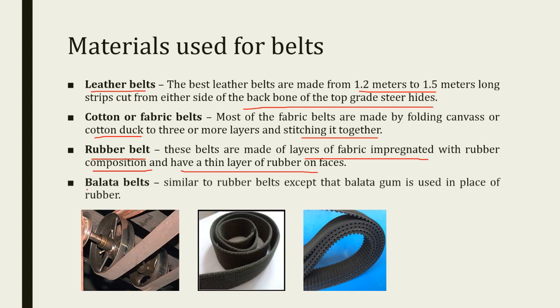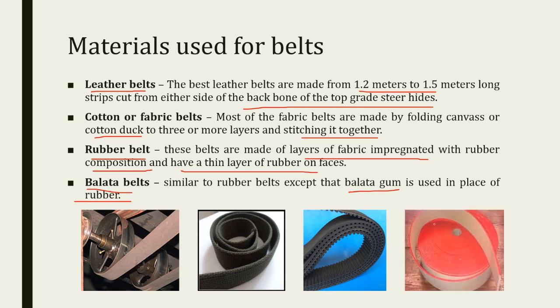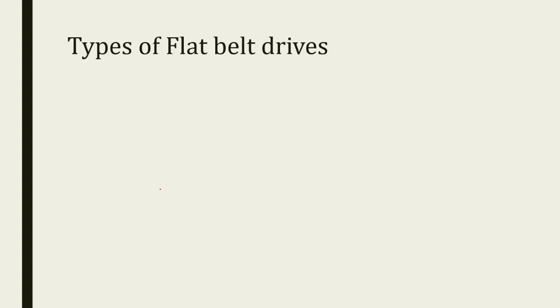The fourth type of belt is balata belts, and they are almost similar to the rubber belts except that balata gum is used in place of the rubber. This is how a balata belt looks. So these are the different materials which are used for belts: leather belts, cotton or fabric belts, rubber belts, and then balata belts. The classification of the flat belt drives.